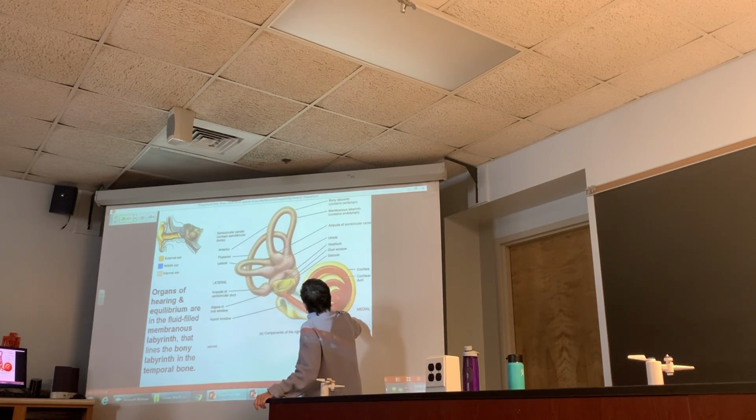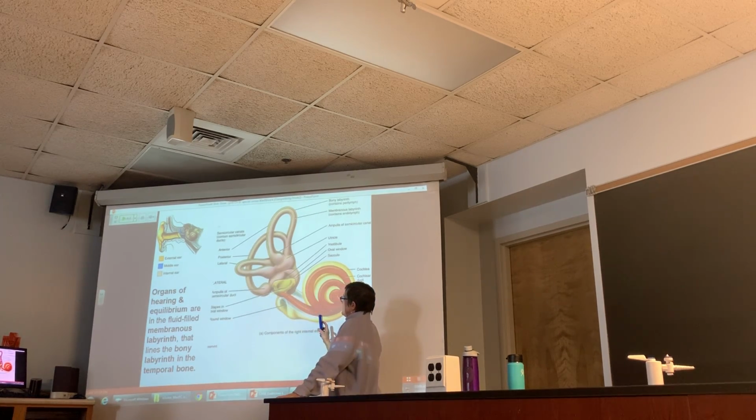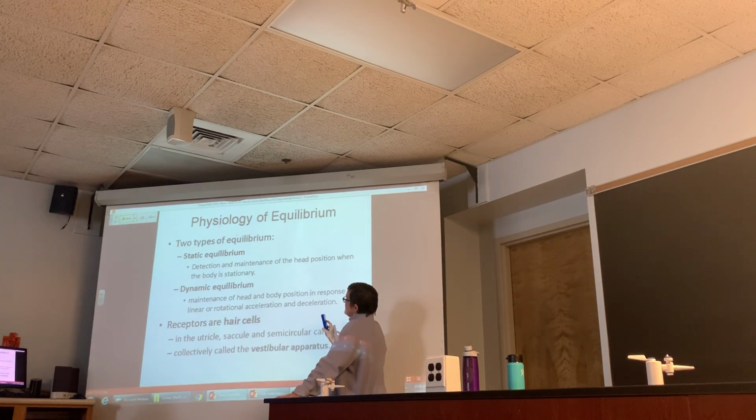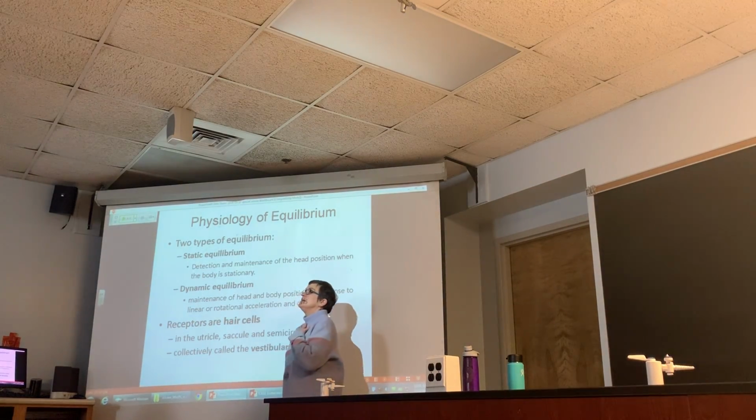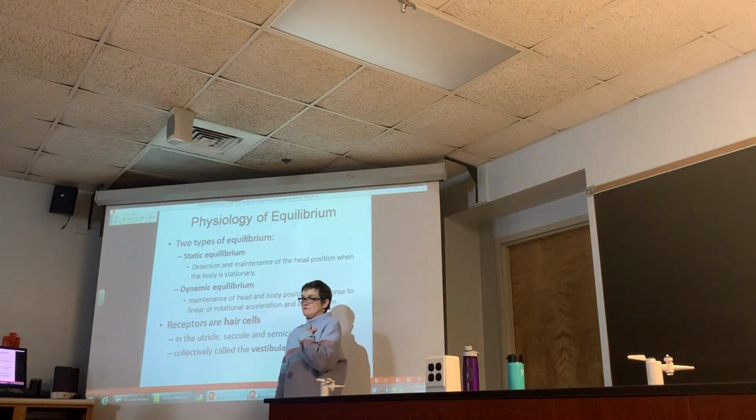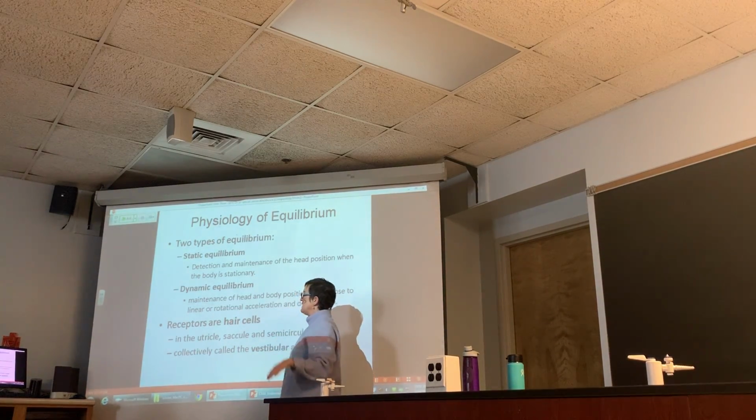So you have different regions of the vestibular apparatus that monitor equilibrium. There's two kinds of equilibrium, static and dynamic. Static is the detection and maintenance of your head position when your body is stationary. What static equilibrium does is it notices head movements, just your head moving, and not walking-around kinds of movements, but when you bend over or your head moves down or back, that kind of movement is static.